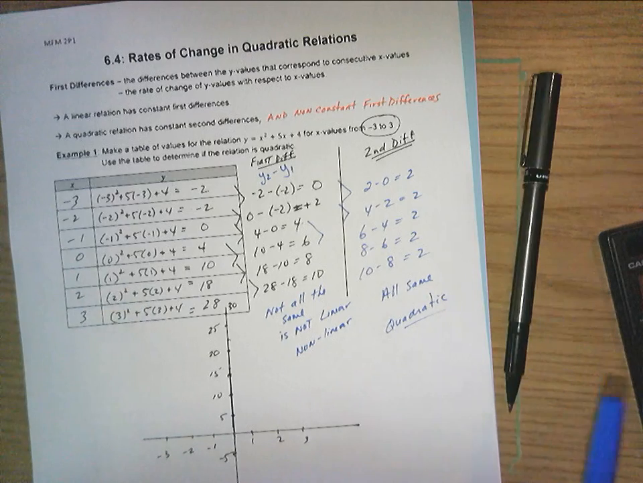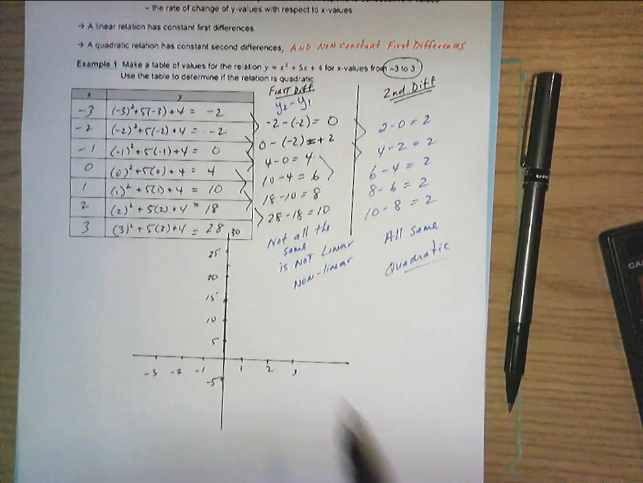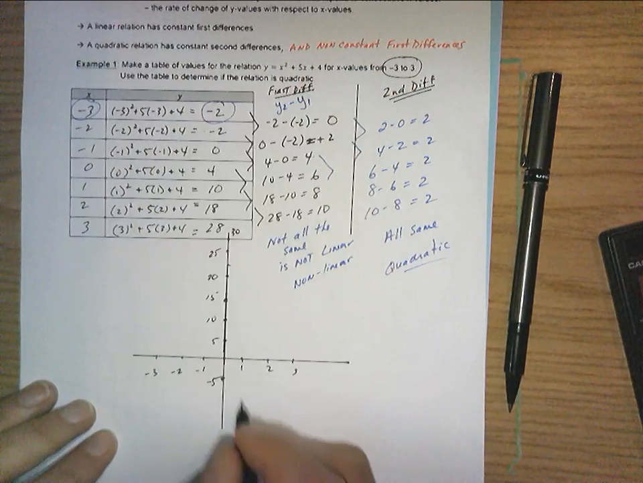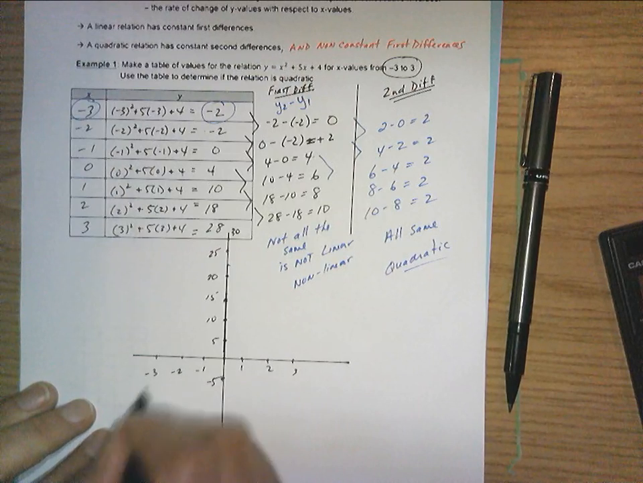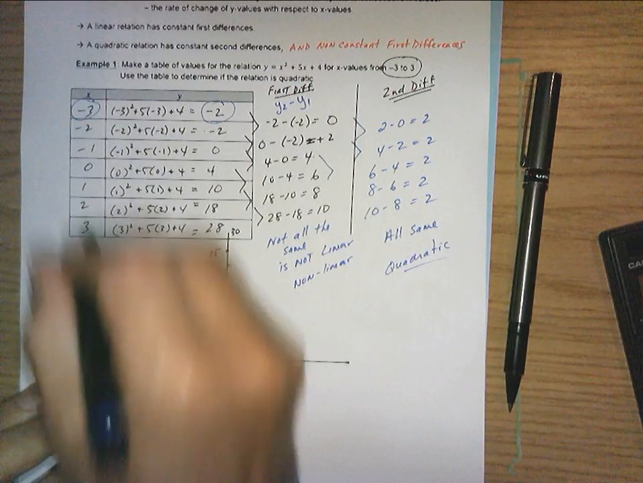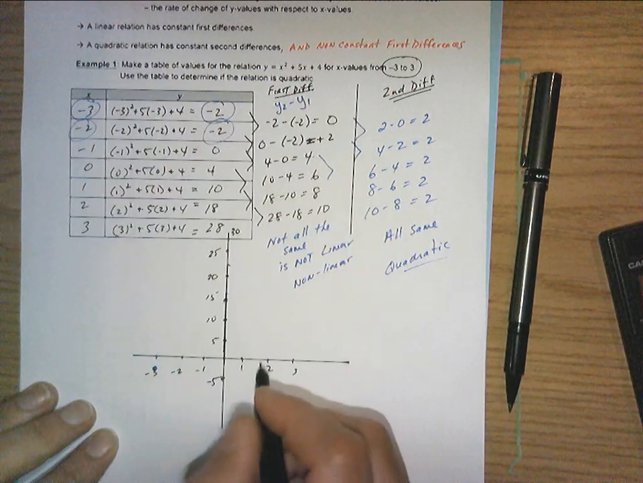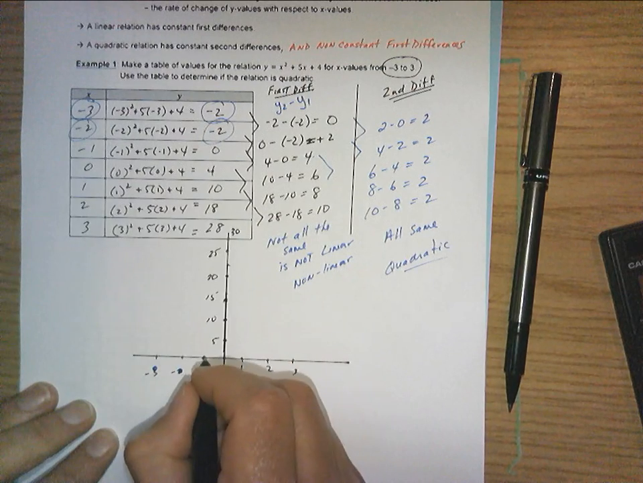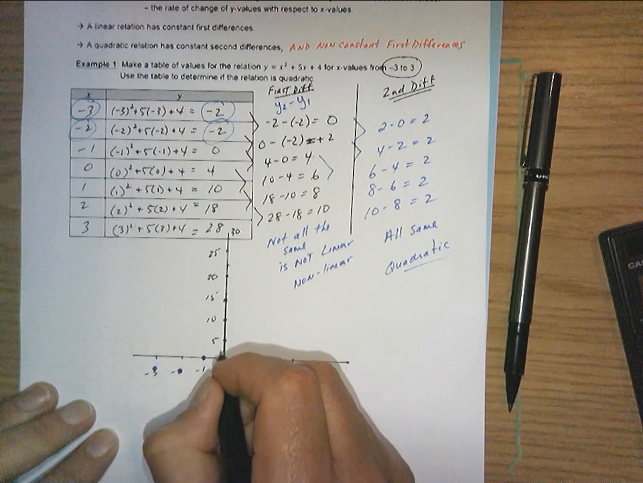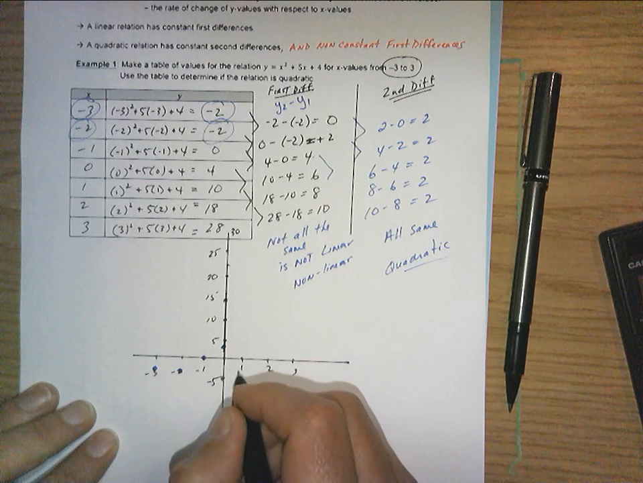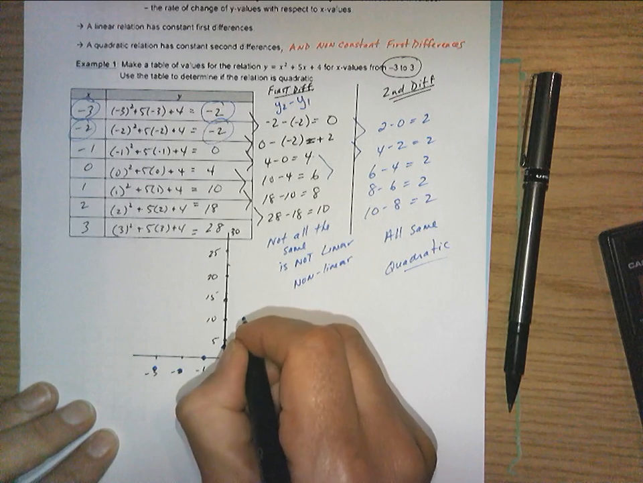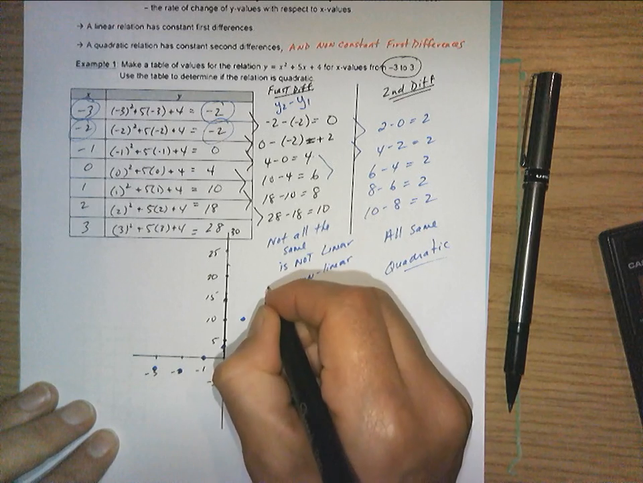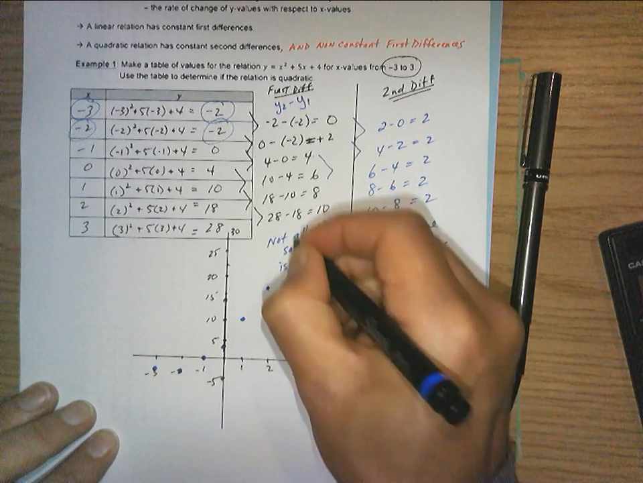So again, this is just a rough sketch to see what I'm getting, but if I try to plot this, that would be the x value, that would be the y value. So negative 3, negative 2 would be about here. Negative 2 and negative 2 would be about here. Negative 1 and 0 is here. 0 and 4 would be about here. 1 and 10 would be about here. 2 and 18 is about there. And 3 and 28 is way up here.